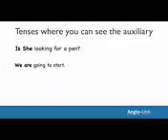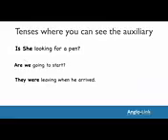We're going to start. Are we going to start? They were leaving when he arrived. Put were before they. Were they leaving when he arrived?